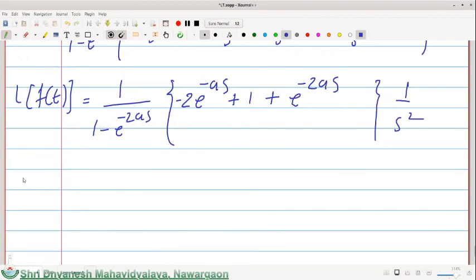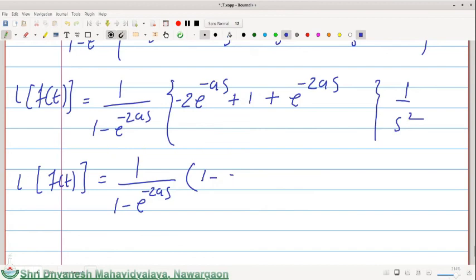So rearranging the terms, Laplace transform of f of t is equal to 1 upon 1 minus e to the power minus 2as. This can be given as e to the power minus 2as minus 2 e to the power minus as plus 1. This is nothing but 1 minus e to the power minus as whole square, into 1 upon s square.